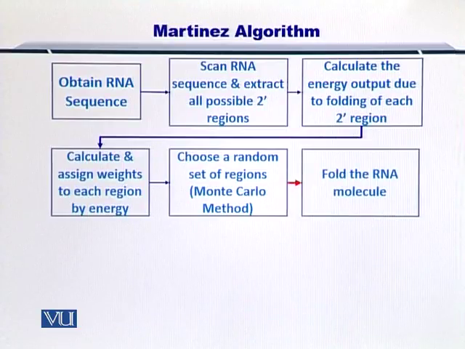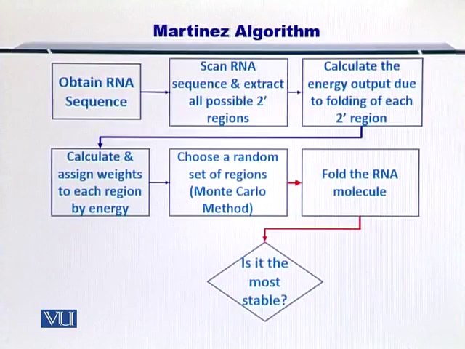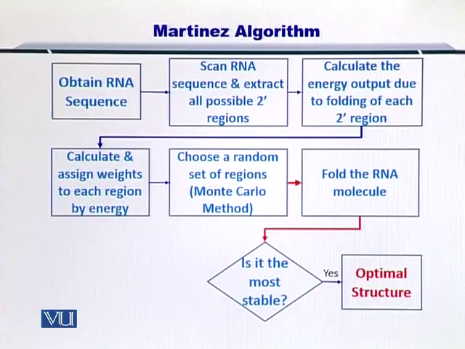Next, you fold the RNA molecule by making combinations of these favored RNA secondary structures, and then you see if you have found some structure that is more stable than any other structure that you had made previously. If it is so, it is the optimal structure. However, if that is not the case, then you keep making more combinations from the random set of regions.